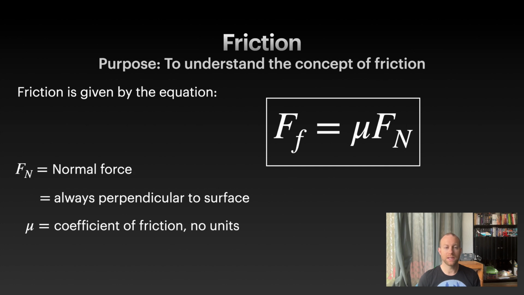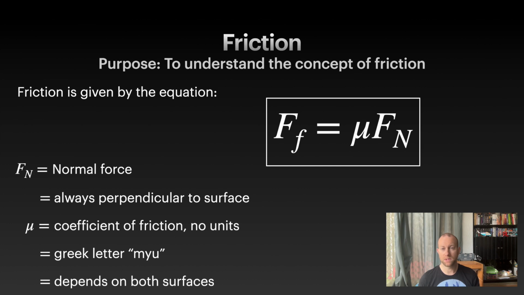Mu is the coefficient of friction. So there's no unit for this. It basically tells you how sticky something is. The bigger the mu, the more amount of friction you're going to have. This is a Greek letter mu. You're going to notice lots of Greek letters showing up. And mu depends on both surfaces.